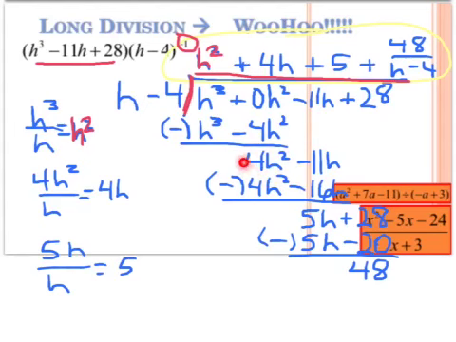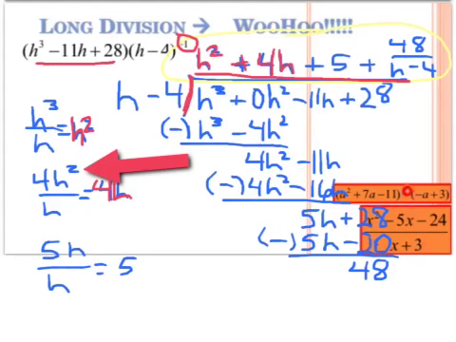I take this 4h squared and put it right there. From there, I will divide it by, again, the front h. And I get my 4h. Let's highlight that. I'm going to put that as my next little answer, so plus 4h. 4h times h is 4h squared right here. And 4h times negative 4 is negative 16h.